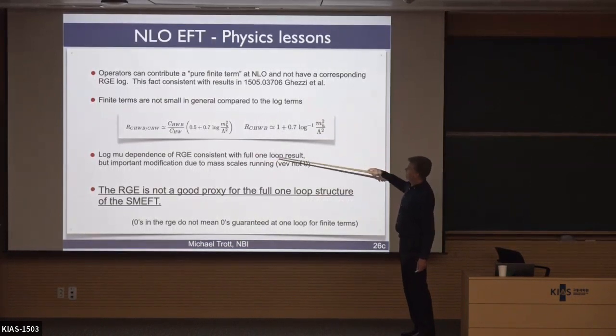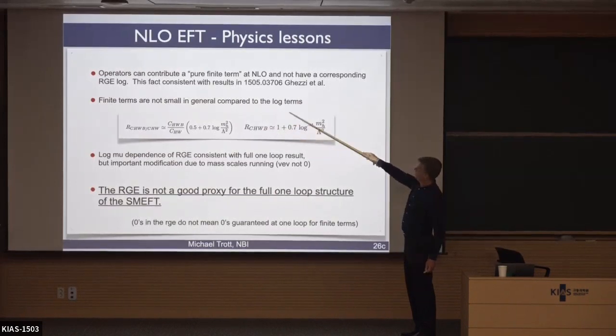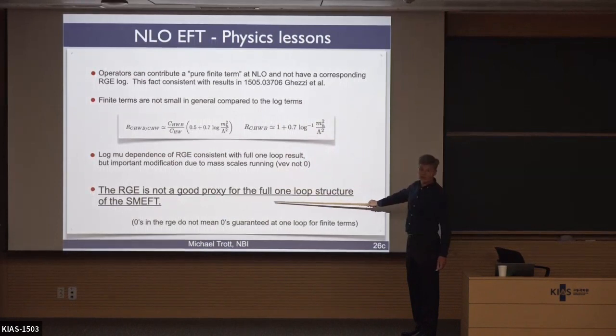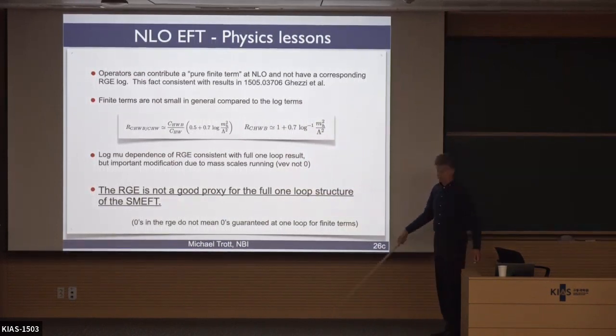In addition, you can just basically look at the sort of ratios that you get. Are the finite terms small compared to the log terms? Essentially they're not, which I told you before, you can just look at the numbers themselves. And so that tells you something important, which is that the RG is not a good proxy for the full one loop contribution to the theory. I said this before in words, but you just look at this calculation and convince yourself it's not a good proxy. So you have to do the full one loop calculation.